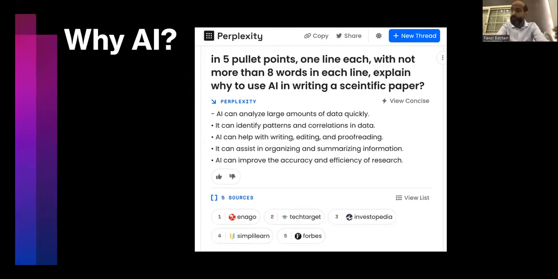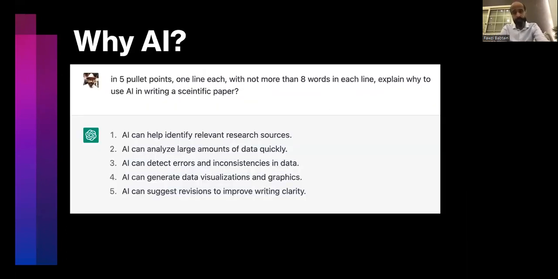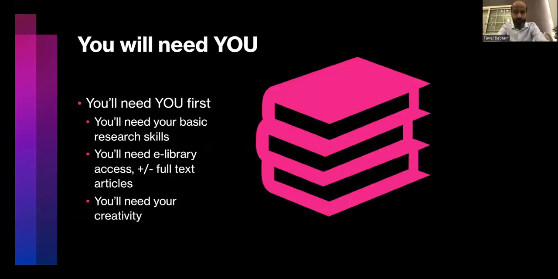I asked the same question to another beautiful GPT, and then you can really look at realistic, high-yield benefits of AI these days. The same thing I can ask ChatGPT, and again, it will give you the same thing. So AI is really an extra hand, an extra loop in your brain, an extra eye to really look at things to increase your productivity. So remember, you will need yourself, with your basic skills in research, with your access to e-library and full-text articles, and you will need your creativity. You are the one to drive the AI where to go.